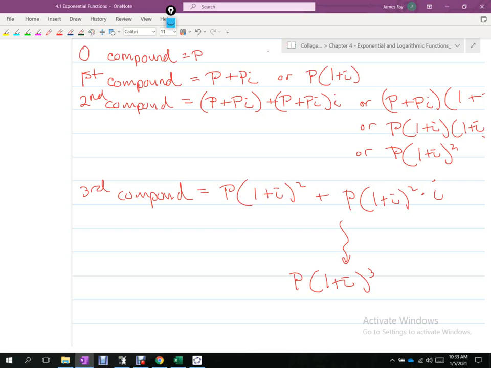After the first compound, let's just say in this case, the first year, the amount that I've made would be P plus PI. My original principal plus the amount made off of that principal. We can factor that P out if we want to. Year 2, what happens is that this now is what got reinvested as my principal. Does that make sense?